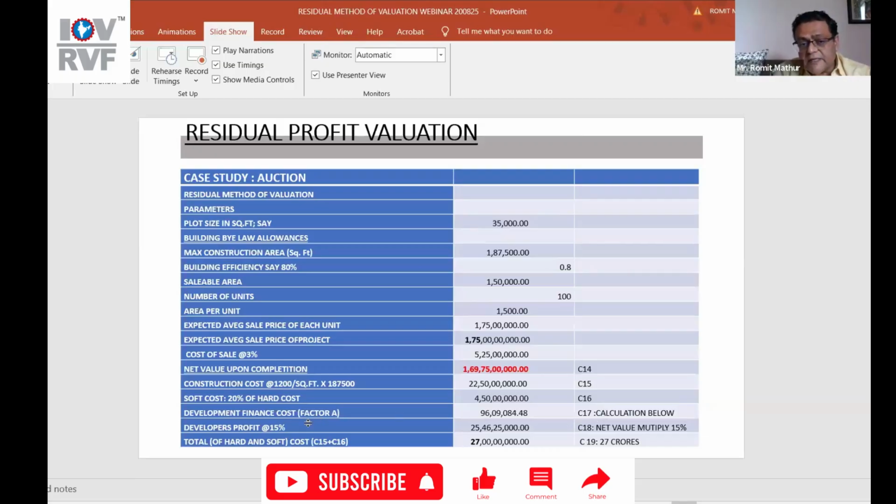In this case, the developer said, I want 15% profit. So that means he is looking at 25.46, right? So the total of hard and soft cost is 27 crores. This is the total cost to him. That is C19.